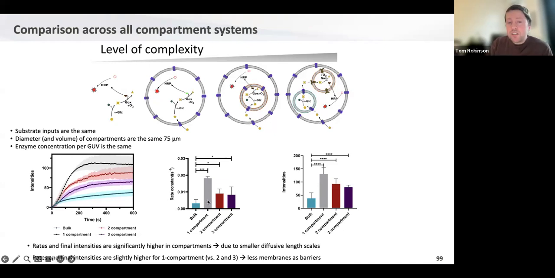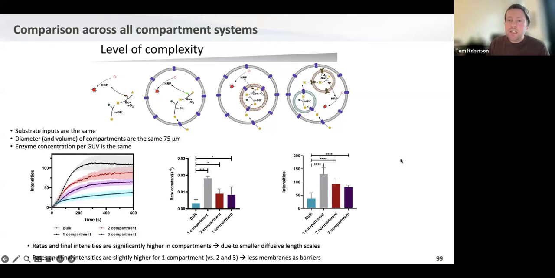But one thing you'll notice is that the 1 compartment system always seems to work better than the 2 and the 3 compartment system. And this is most likely because it's quicker, because there are fewer barriers for the reaction to proceed, which makes sense. So you might also say at this point, well, Tom, what's the point in having multiple compartment systems? The 1 compartment system works better.